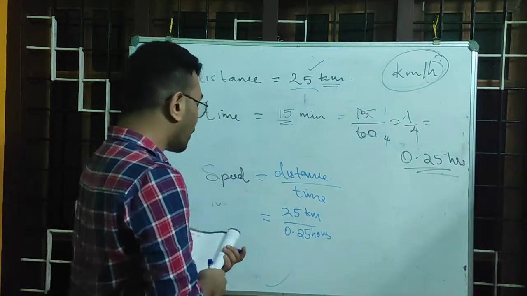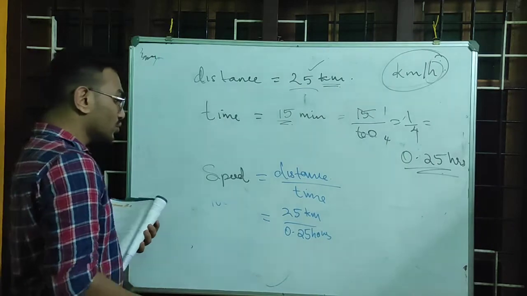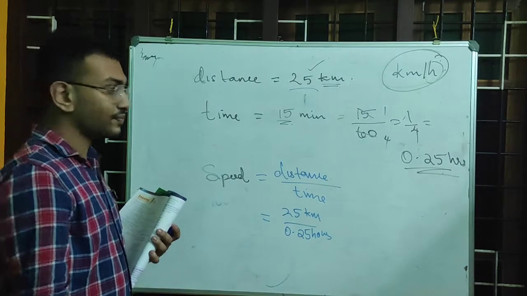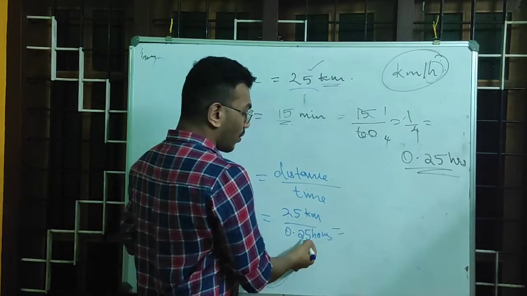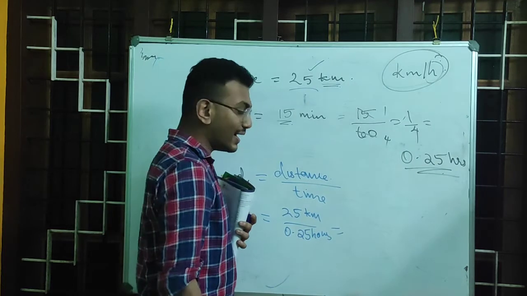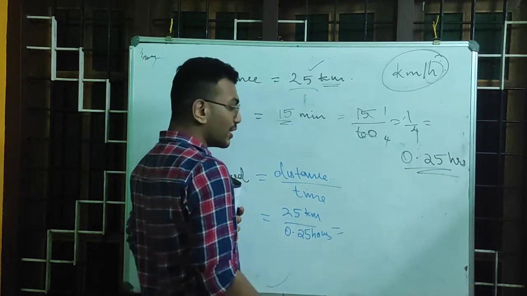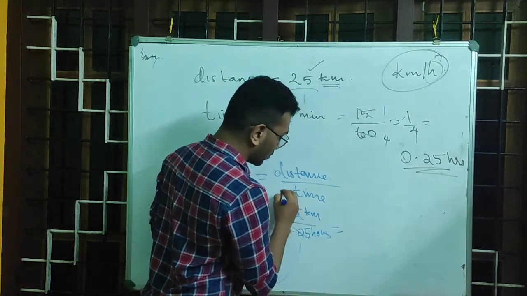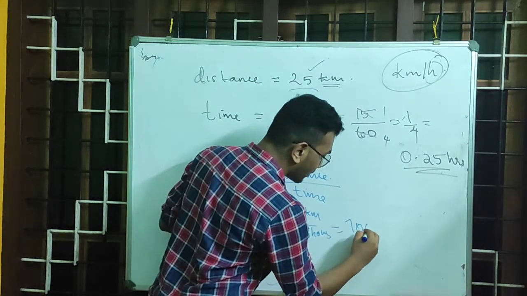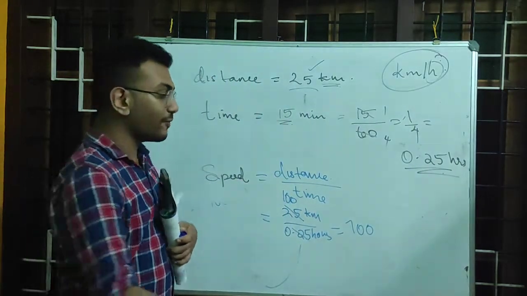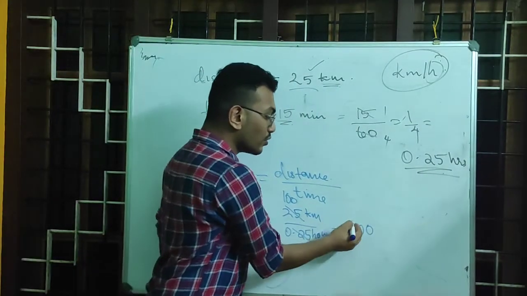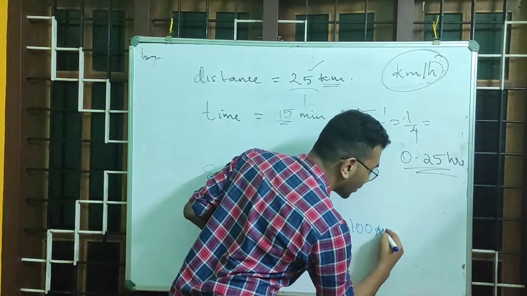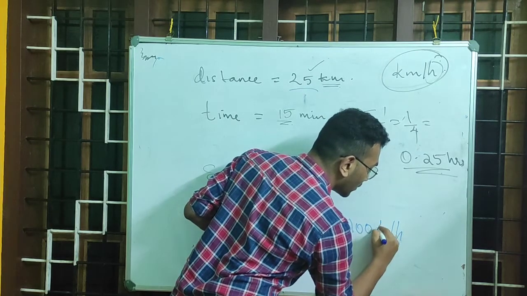How would you divide 25 kilometer by 0.25 hours? 0.25 into 100 would give you 25, right? Therefore, the answer is 100. Will you get full marks if you write 100 only? No, you won't. You should write the unit, that is kilometer per hour.